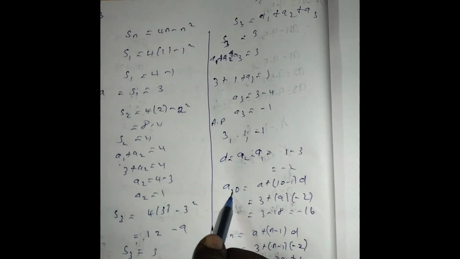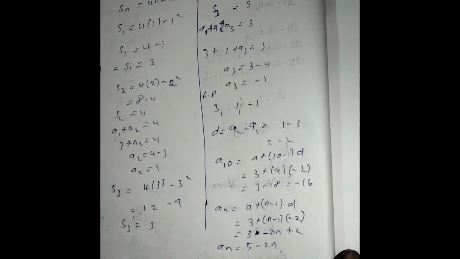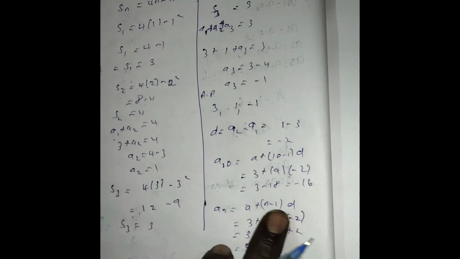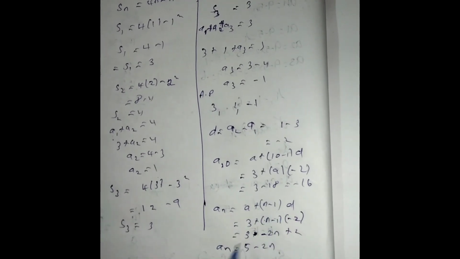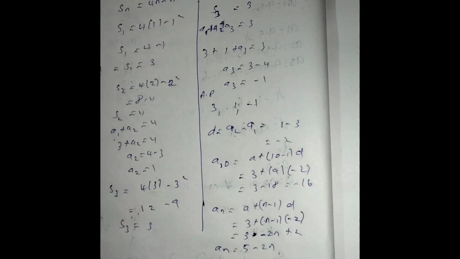They asked to find A10 also. Then they asked to find the nth term also. So when you come to the nth term, you keep n as such. Then substitute the D value and A value alone. That is 5 minus 2n.